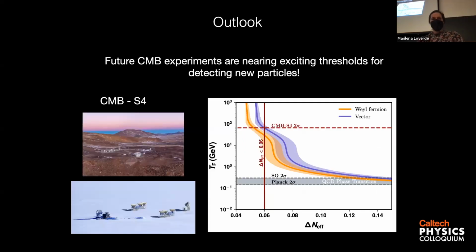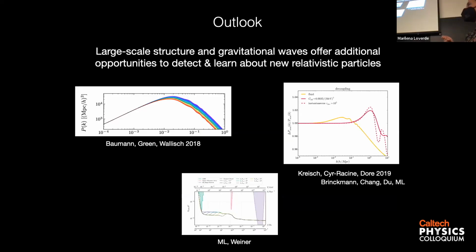So wrapping up, future CMB experiments are reaching exciting thresholds for detecting new particles. And in particular, we are looking at constraints on the effective number of degrees of freedom that are pushing us, the better we measure this, or the more precisely we can measure this, the earlier in the history of the universe we are probing. So that is, we're probing what degrees of freedom were present at higher and higher temperatures. And this is where we expect to be with the CMB stage 4 experiment. Large scale structure data also will provide interesting constraints, has already been shown to provide some constraints on the abundance of relativistic particles.